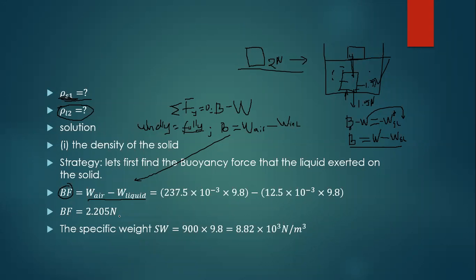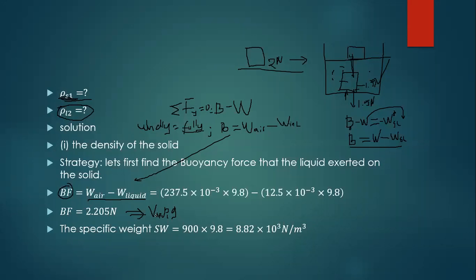Now, the reason why we got the buoyancy force is because we know that this buoyancy force, we can also relate it to the volume of the displaced fluid, times the density of the liquid, multiplied by acceleration due to gravity. We could have also expressed it like that.